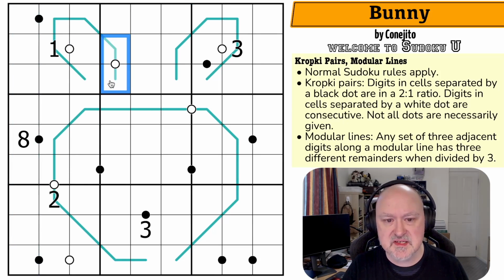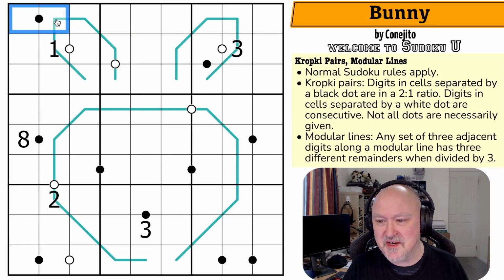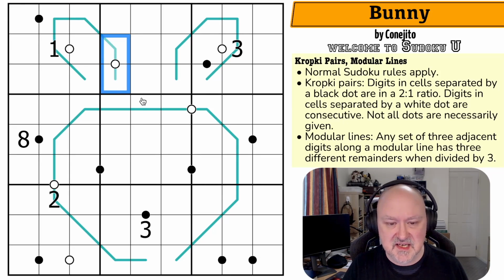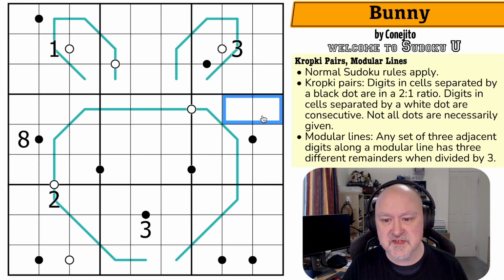Digits in cells separated by a white dot must be consecutive. Digits in cells separated by a black dot are in a 2 to 1 ratio. So in these cells, the digits are in a 2 to 1 ratio, or one is double the other. In these, digits are consecutive or have a difference of 1. Not all dots are necessarily given. So it's perfectly fine for other pairs of connected cells to be in a 2 to 1 ratio or consecutive. You don't need a dot for that to be true.